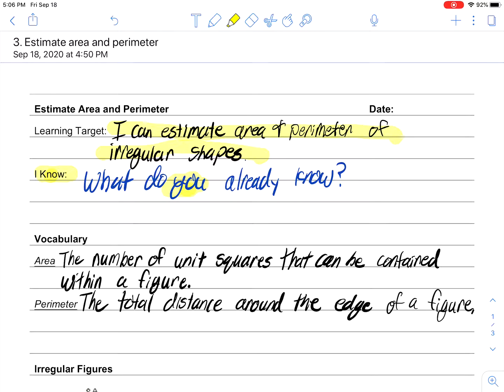We have two vocabulary words. The first one is area. Area is the number of unit squares that can be contained within a figure. That's basically how much space is inside of a shape. And then perimeter is the total distance around the edge of a figure. So this is the space around the edge of a shape.